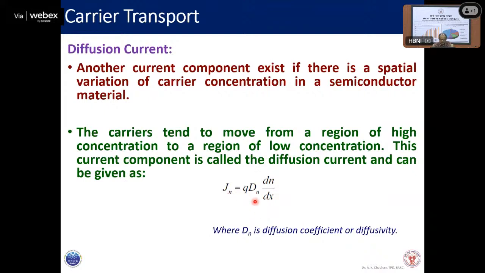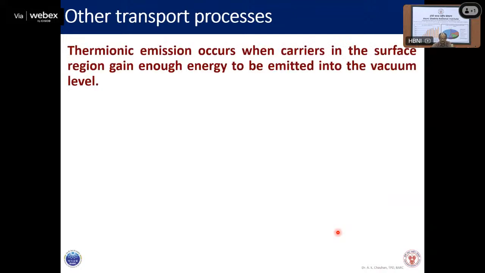So then it becomes diffusion current. The other is thermionic emission. It occurs when carriers in the surface region gain enough energy to be emitted into the vacuum.